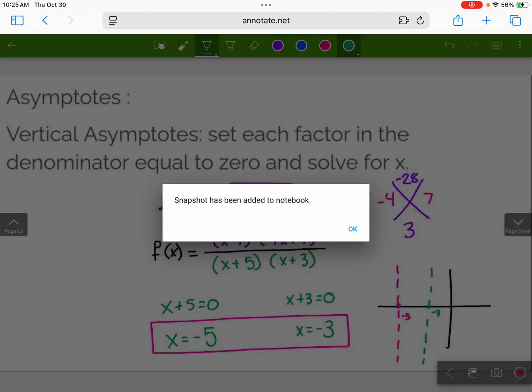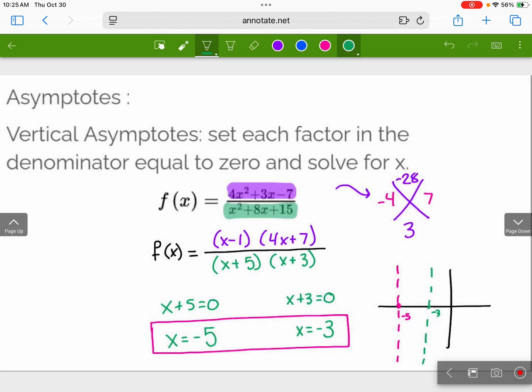So let me capture that. Anybody need more time on this one? Because there's going to be a bunch of words.